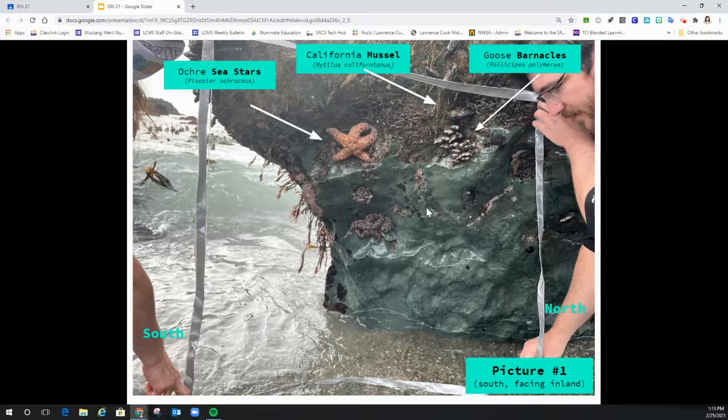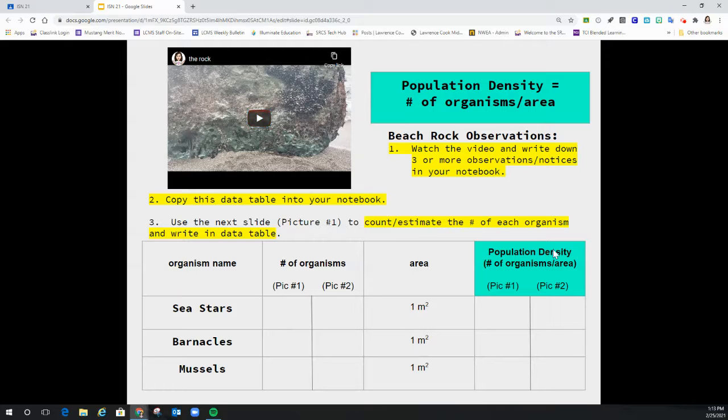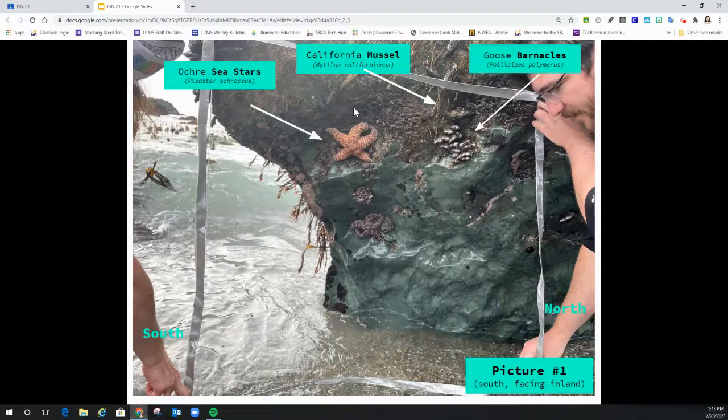And think about what part of the rock this is. This part of the rock is the left-hand side. It's facing south, which is towards Bodega Bay. And then we were doing our 1 meter square area facing the land. So the land is behind us, it's inland, facing east. And we started from the bottom of the water or the sand up to 1 meter high. Just things to think about as we're doing our density population data.